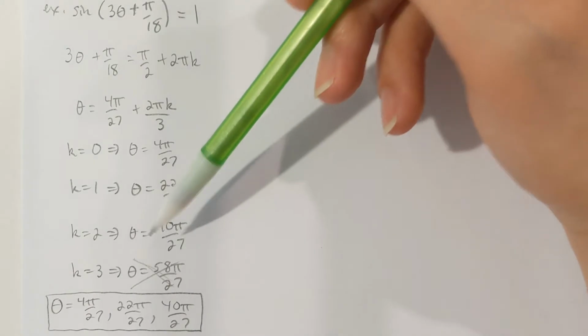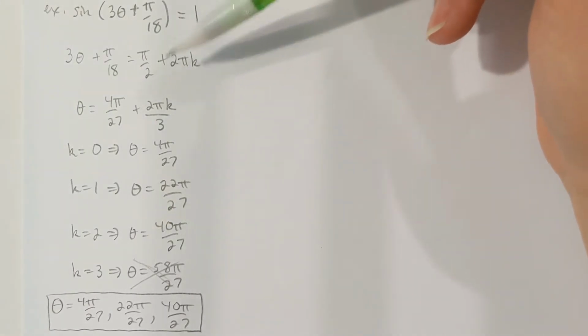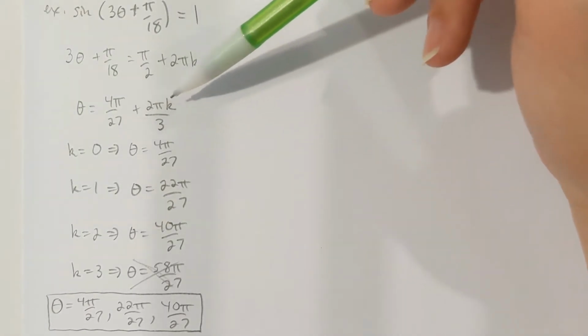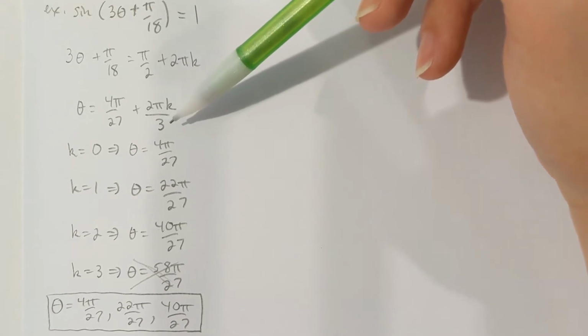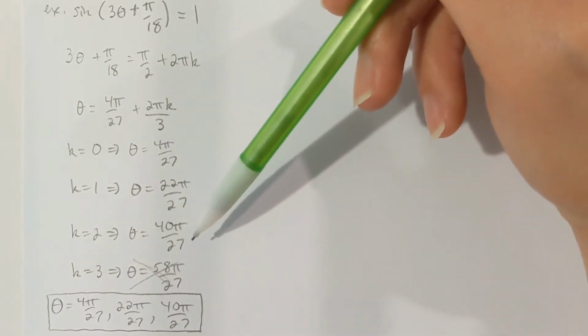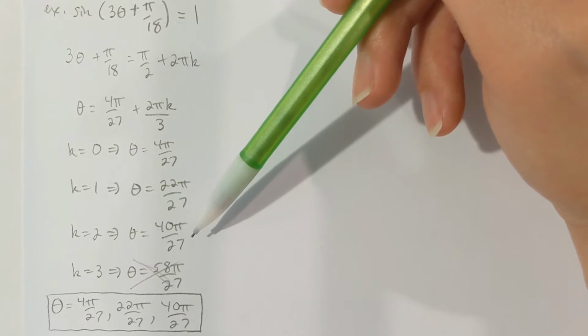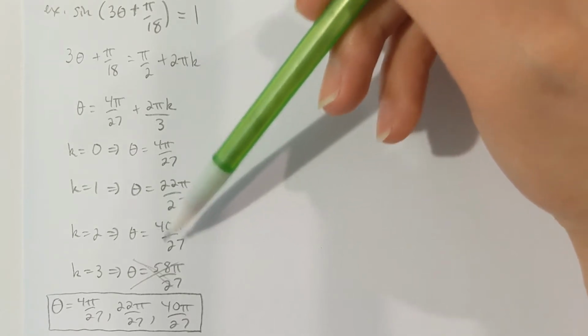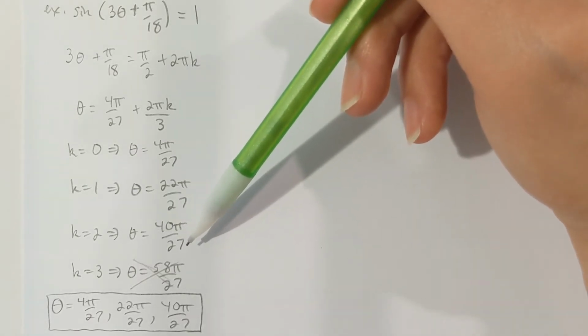If k is 2, then let's see here. We're going to have 4 pi over 27 plus 4 pi over 3. Well, 4 pi over 3 is the same as 36 pi over 27. Add 4 pi over 27 to that, and you get 40 pi over 27. That's on the interval 0 to 2 pi, so that will also be a solution.